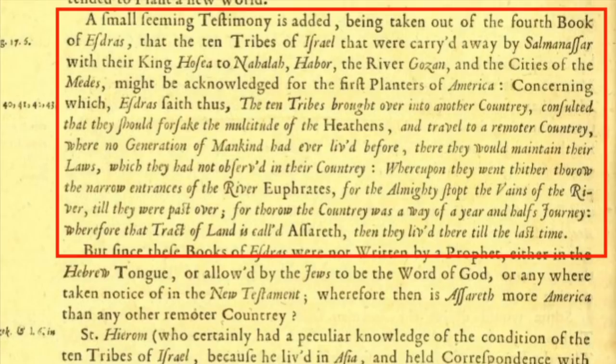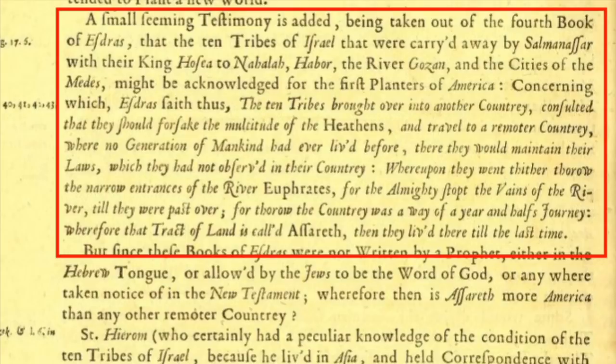There they would maintain their laws, which they had not observed in their countries, whereupon they went thither through the narrow entrances of the river Euphrates. For the Almighty stopped the veins of the river till they were passed over. For through the country was a way of a year and a half's journey. Wherefore that tract of land is called Arsareth. Then they lived there till the last time." All right, so I won't read the rest of that. You can read it if you want. But this is just another example of an opinion of the origin of these Israelite Indians.